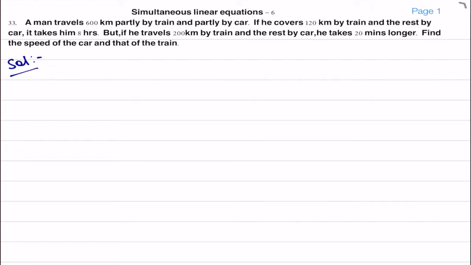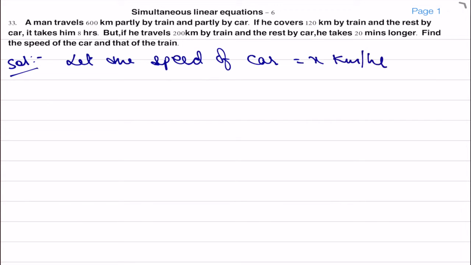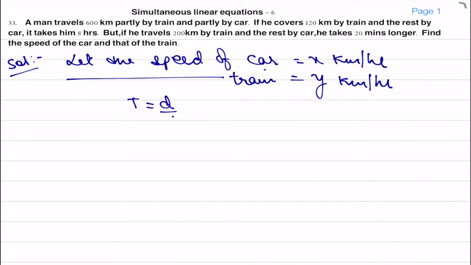So first we'll suppose, let the speed of the car be x kilometers per hour and the speed of the train be y kilometers per hour. As we know, the formula for time is equal to distance upon speed. So we have to use this formula.